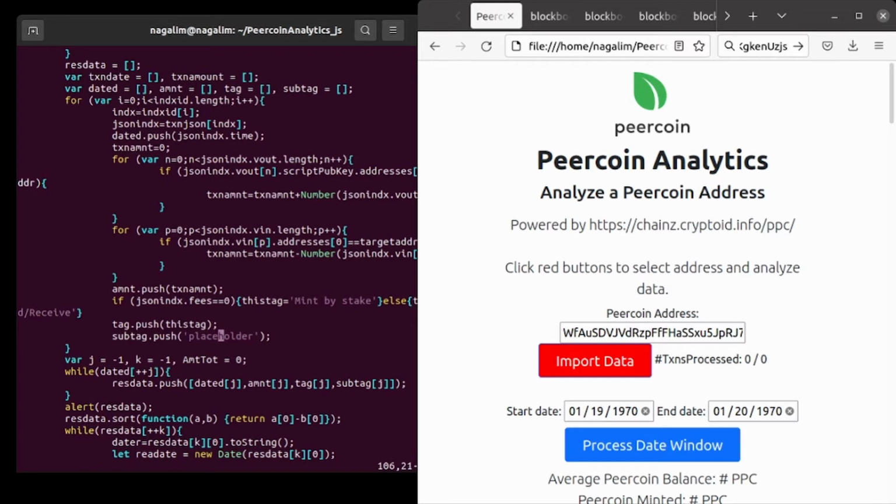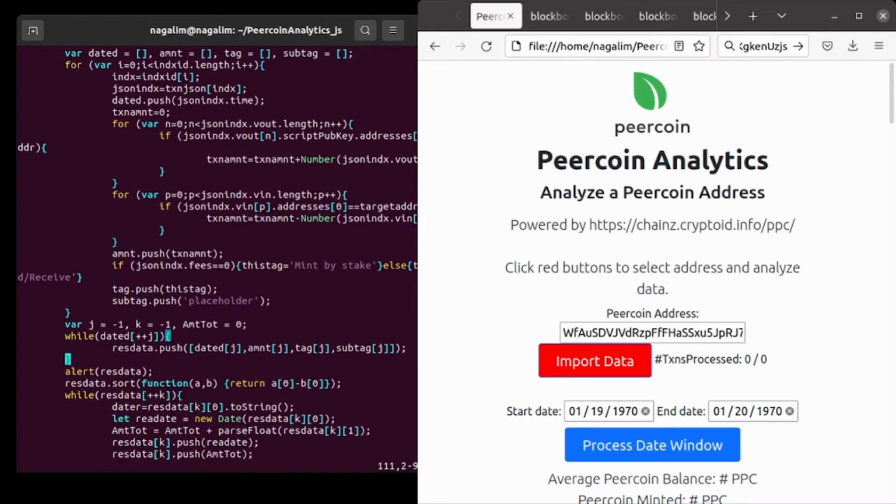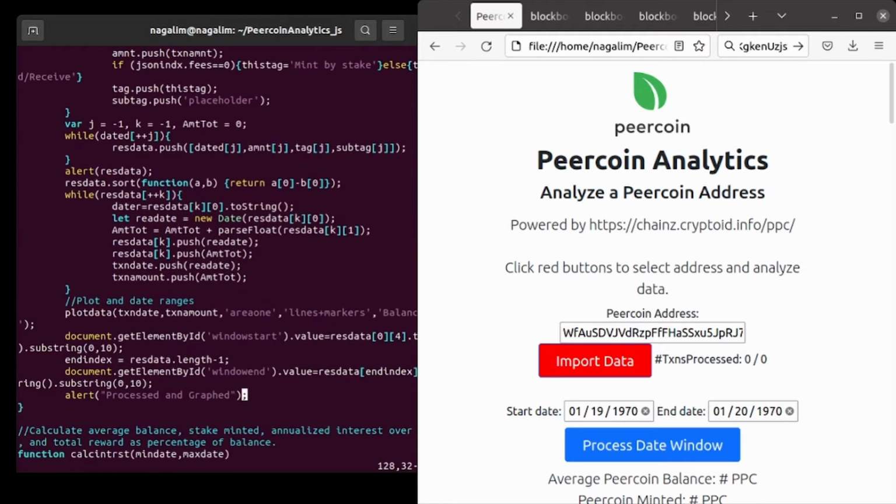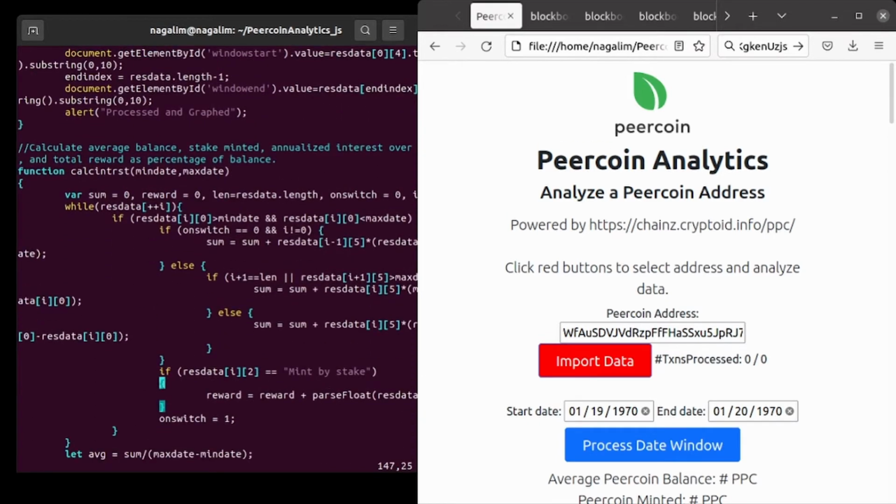I'm not even sure I'm going to do that, but I wanted it so that I could just shove this into the rest of the code. The only thing I changed from here on out is I added the subtag here. And then everything else is basically just the way that it used to be.